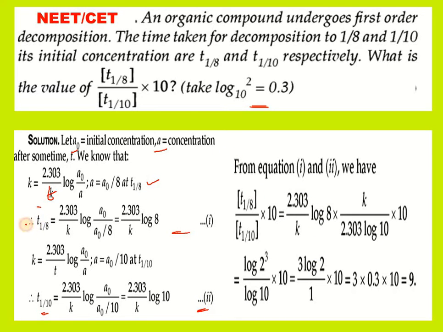So we have t1/8 and t1/10, these two values. Their division into 100, if you find, what will happen? It will be coming 3 into log 2. Log 2 answer is 0.3, so 3 into 0.3 into this 10 already is there in the given formula. So we got 9 for this one. So 9 is the answer for this question.